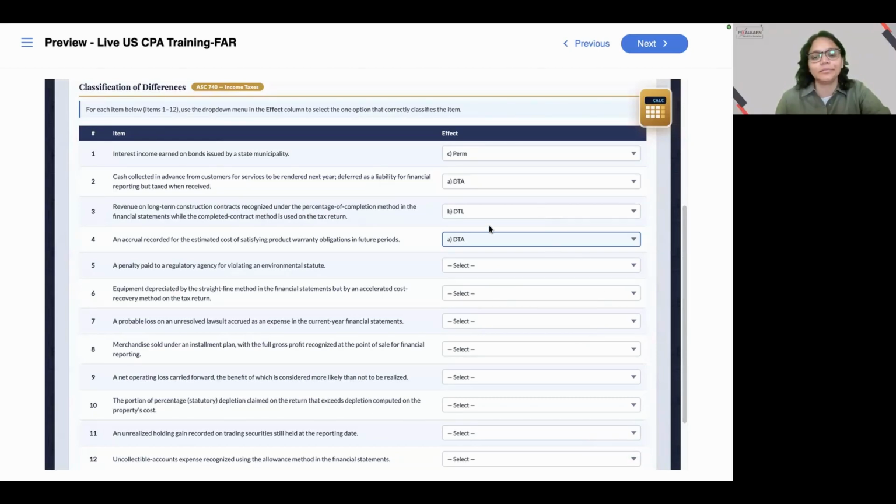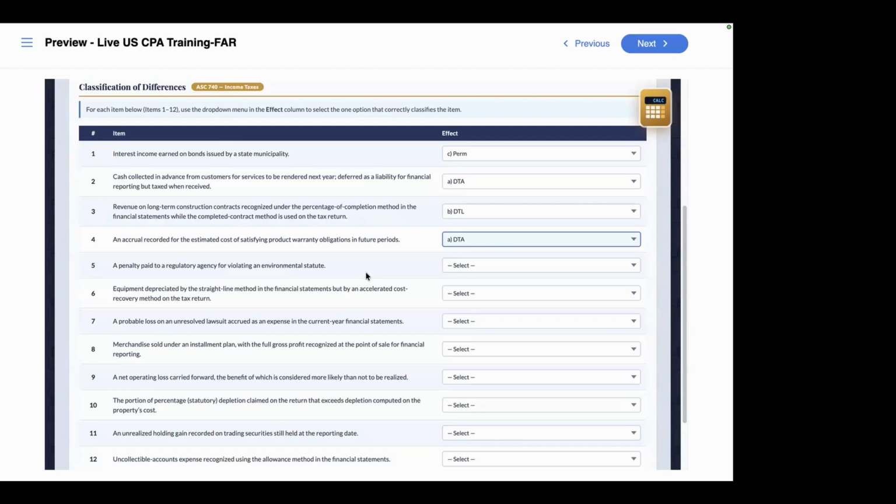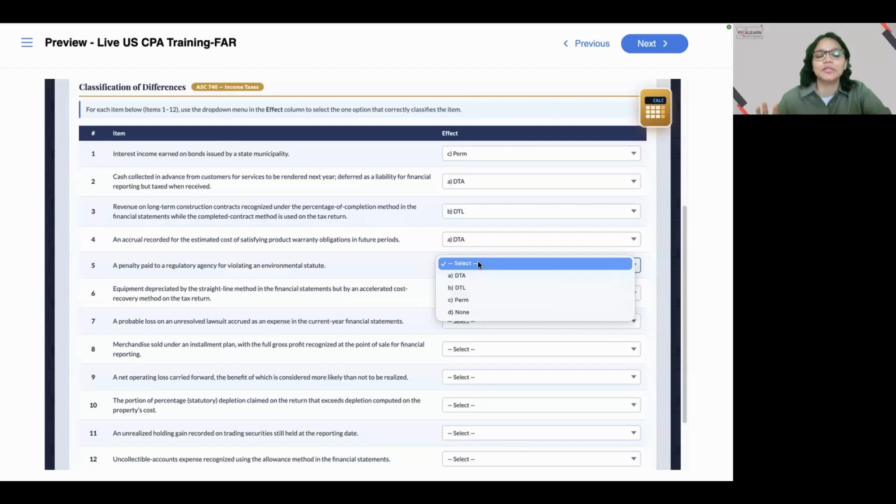Next. Whose turn is it? Dick. A penalty paid to a regulatory agency for violating an environmental statute. So it hasn't been taxed, right? So penalty paid. What kind of a difference is it?